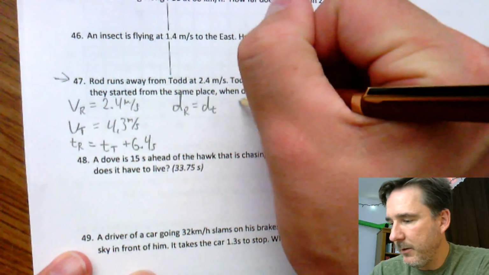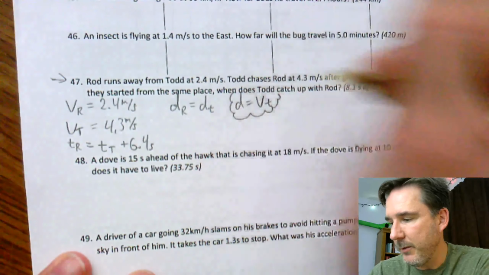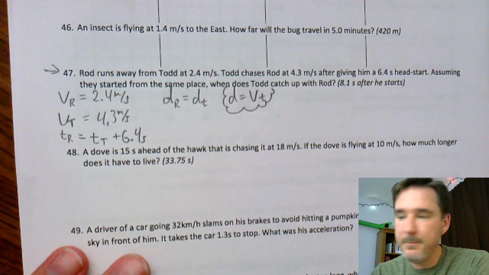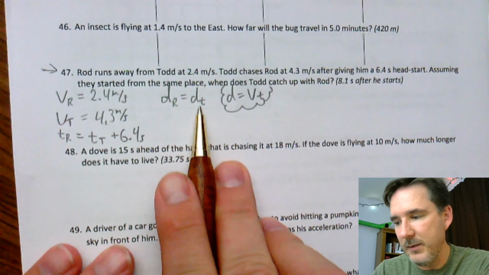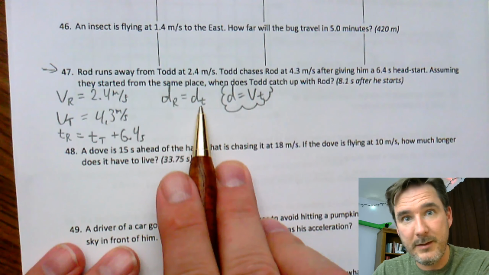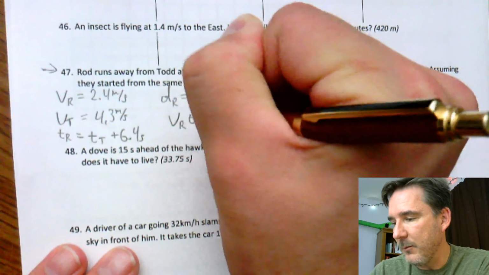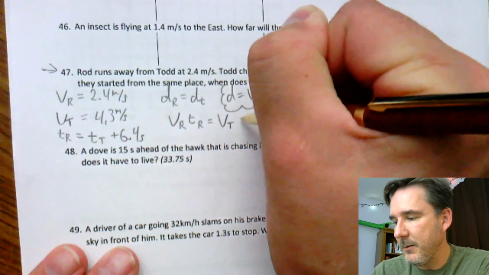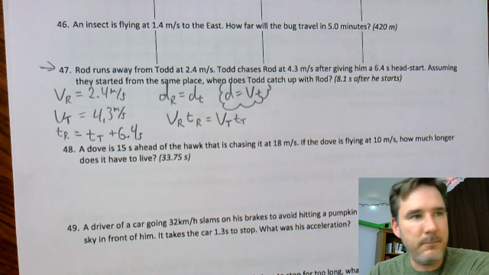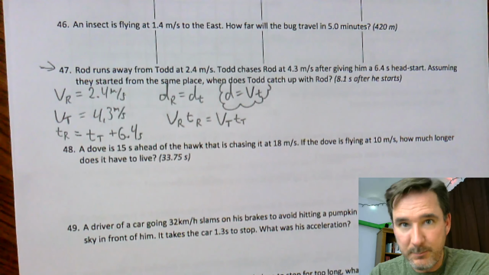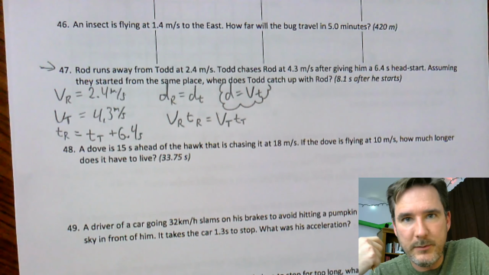Just to keep in mind, distance is velocity times time. That's the first equation. Instead of saying that Rod's distance is equal to Todd's distance, which is not super helpful to us because we don't know how fast they ran, we could say Rod's velocity times Rod's time is equal to Todd's velocity times Todd's time. All right, and then we go from there. That's the hardest part, I think, is getting to that point. Because once you get to that point, it's just plugging in numbers and solving for it.